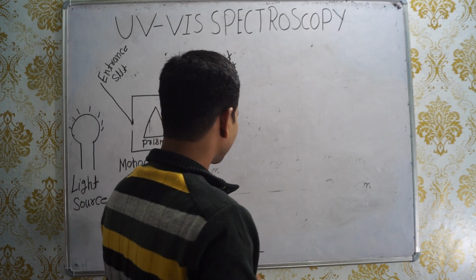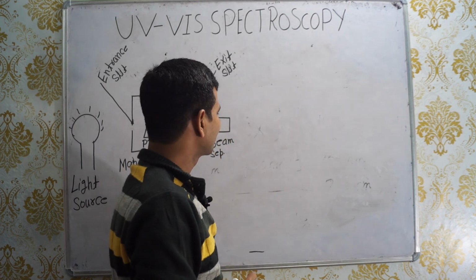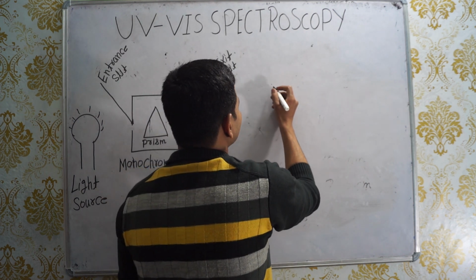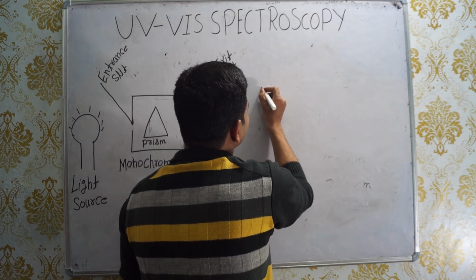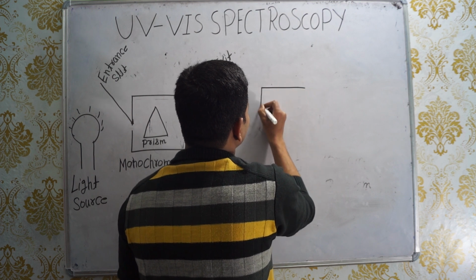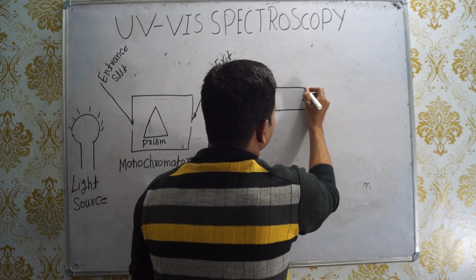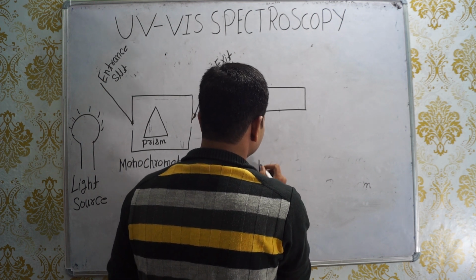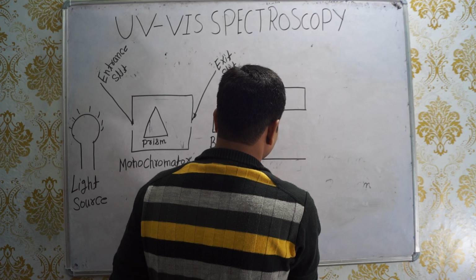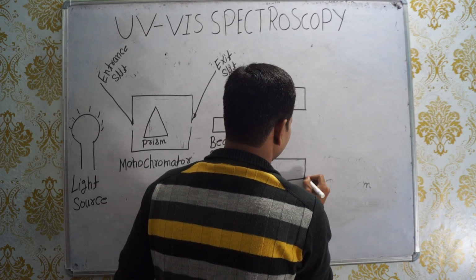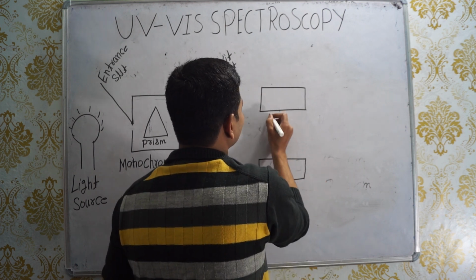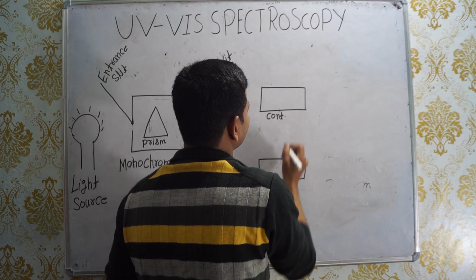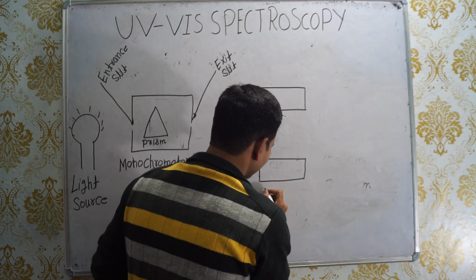Just ahead of the beam separator there would be presence of two chambers. One is the top chamber and another is the down chamber. The top chamber is called the control chamber, and the down chamber is called the sample chamber.